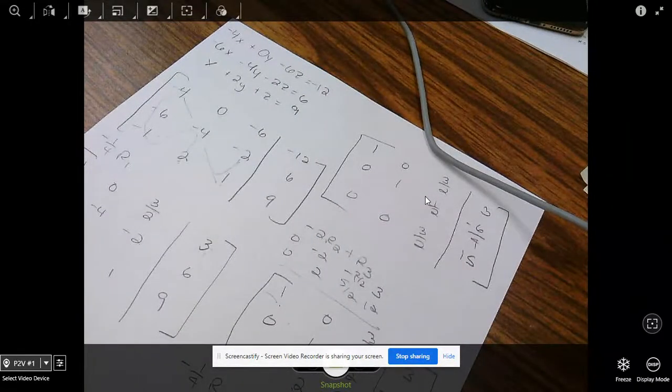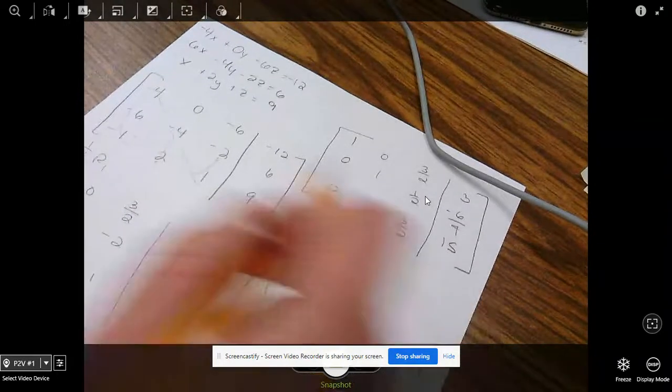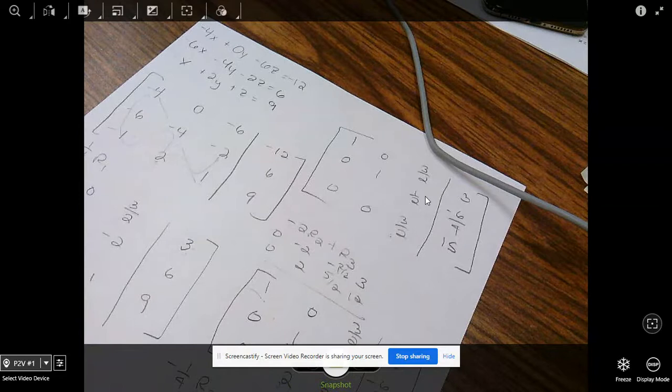All right, now multiply this row. I need another sheet of paper. I don't know why I didn't have one.